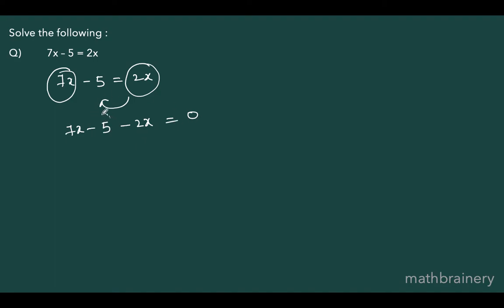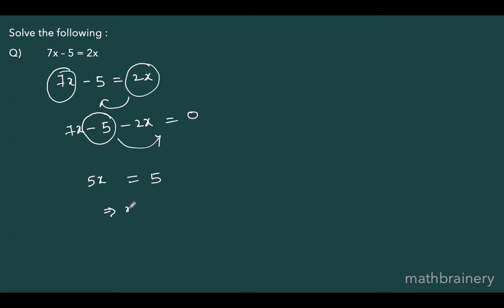Now let's transpose the constant term to the right hand side. Now what is 7x minus 2x? You have 5x is equal to minus 5. When it is transposed to the right hand side, you get positive 5. So you have now the equation as 5x is equal to 5.